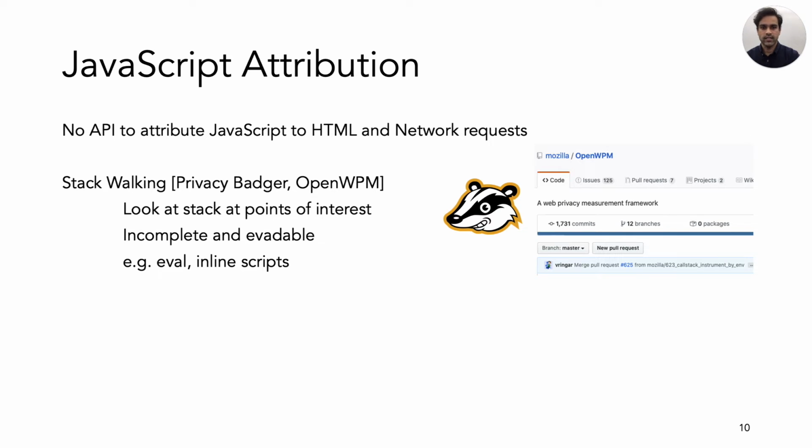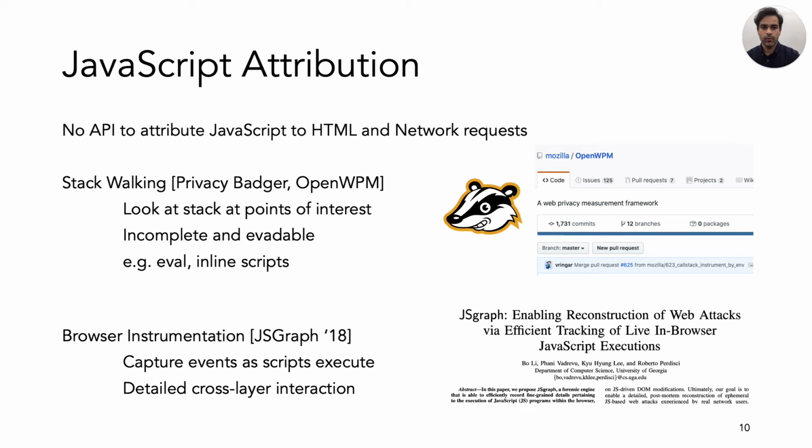However, stack trace doesn't provide complete information, for example in the case of eval and inline scripts, and it is also not available, since a script on a web page runs with the same privilege. The other more promising way to get the JavaScript attribution is browser instrumentation. This approach has been used in prior research for web attack forensics. The basic idea is to hook the browser at points of interest and capture events as they happen. Since it requires browser modification, it is much more complete and correct.